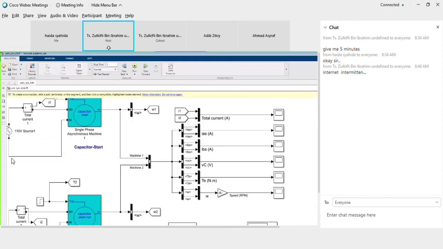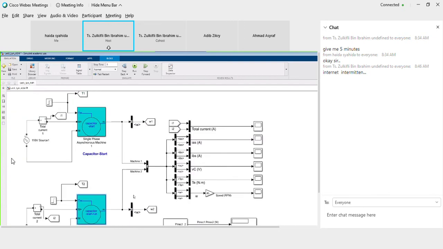Okay, lepas tu ada the VC. VC is the capacitor voltage. The voltage across the capacitor. And you have the torque and also the omega, the angular velocity. Okay, this is IS. IS adalah represent this one, and the other one is represent this one. So basically we want to make comparison between which one is better.